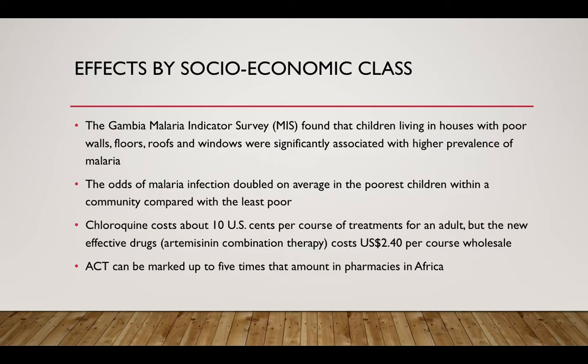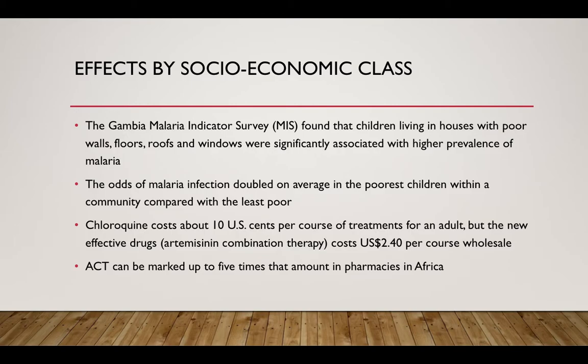I did some looking to see how socioeconomic class relates to malaria, and children are the most susceptible. They have compromised immune systems. The Gambia Malaria Indicator Survey found that children living in houses with poor walls, floors, roofs, and windows were significantly associated with higher prevalence of malaria. The odds of malaria infection doubled on average in the poorest children within a community compared with the least poor. So these mosquitoes are able to get through compromised walls, floors, roofs, and windows, and children are more susceptible to contracting the illness.